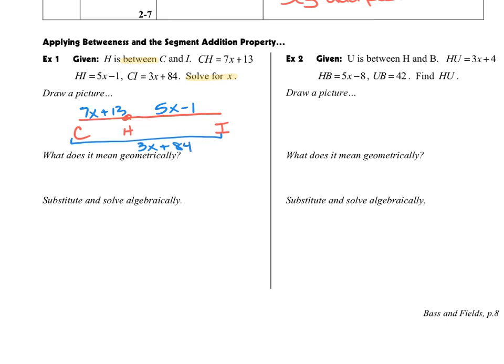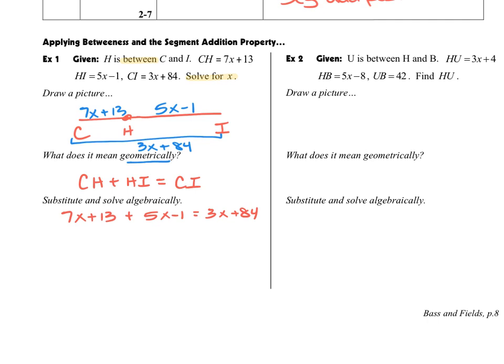So what does this mean geometrically? That's what we were talking about up above, the geometric statement. So we can say our small plus our small gives us our whole. We're going to write that with our geometric symbols. So we're going to say segment CH plus segment HI, no bars, is going to equal the whole segment of CI. Now we can just substitute and do our algebra. 7x plus 13 plus our 5x minus 1 is going to equal our 3x plus 84.